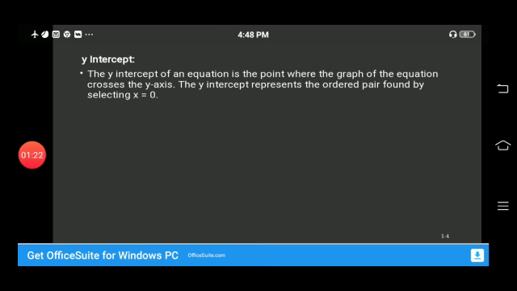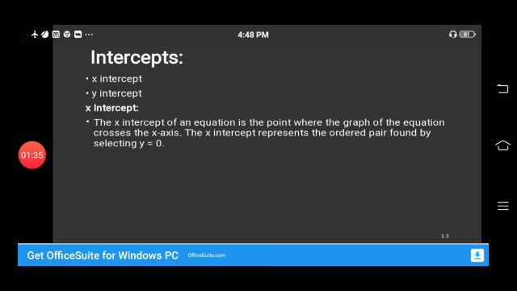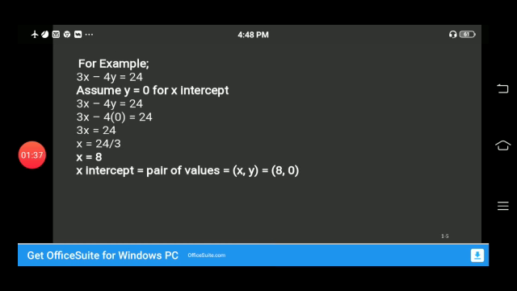Now, what is the y-intercept? The y-intercept of an equation is the point where the graph of the equation crosses the y-axis. The y-intercept represents the ordered pair found by selecting x is equal to 0.